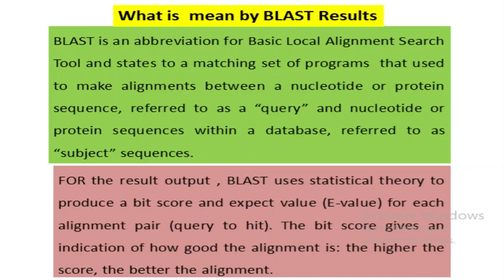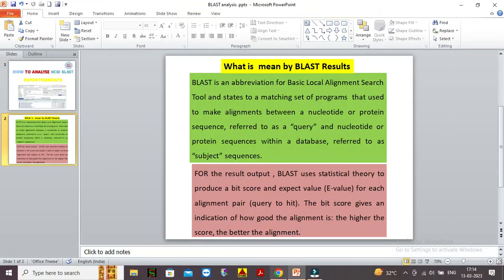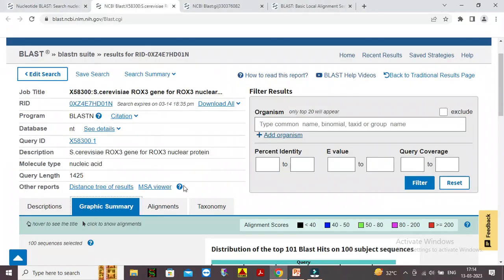Right? So you can see on the screen this is the short summary of your query given for this BLAST search. First, the job title gives the accession number, species name, and the name of the gene which you have entered for the BLAST.